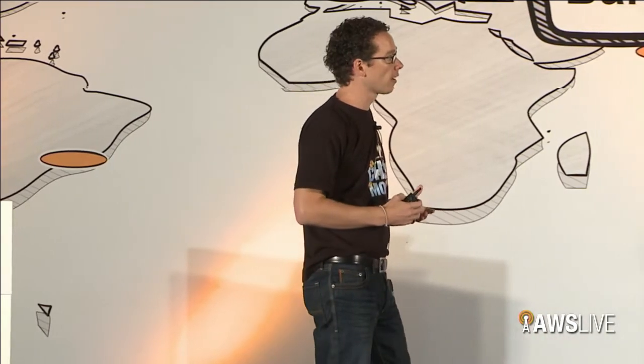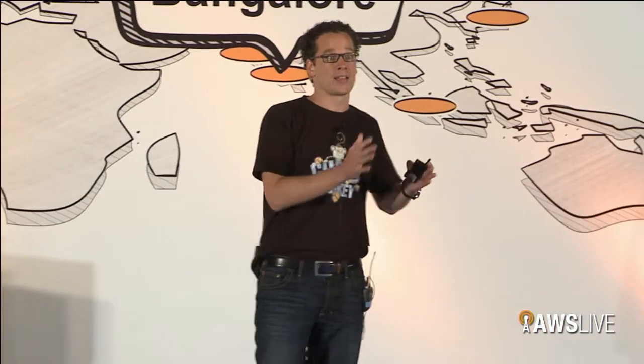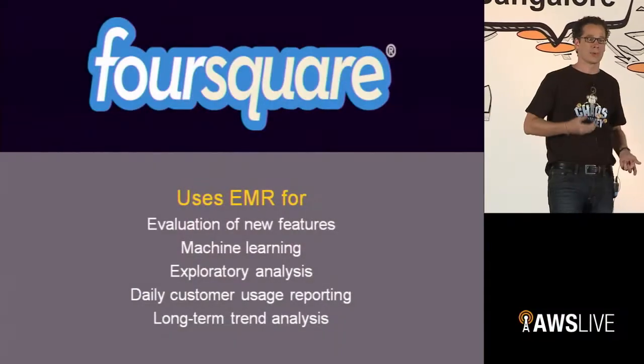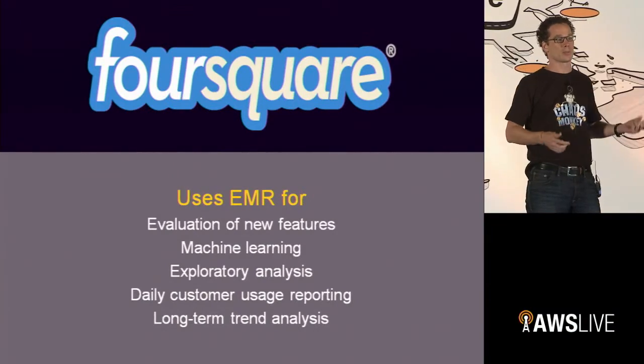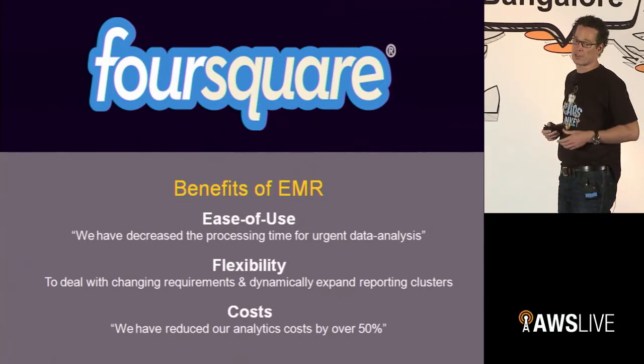They use EMR heavily. They evaluate new features. They have machine learning, exploratory analysis, more long-term trend analysis, a lot of things that they use EMR for. Again, they use it on data that they've stored earlier. So they store everything that happens on their site, they store everything in the database, they store everything that happens from a CloudFront point of view, and start analyzing that. And they generate clear benefits from that.